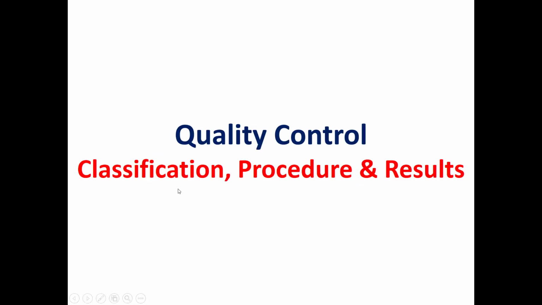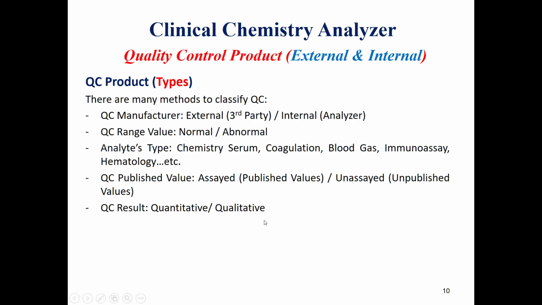Now we'll talk about the classification of the quality control products and the procedure as well and results. There are many methods to classify the quality control products. This classification could be done based on the manufacturer of the quality control product. If it's made by the manufacturer of the chemistry analyzers, this will be considered an internal quality control. If it's manufactured by a third party, this will be considered as external quality control.